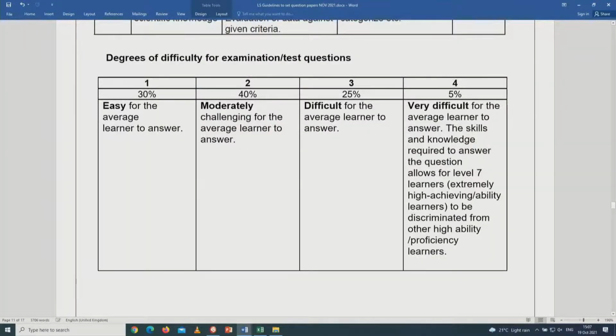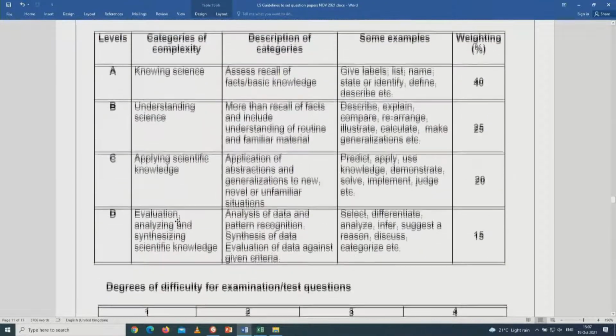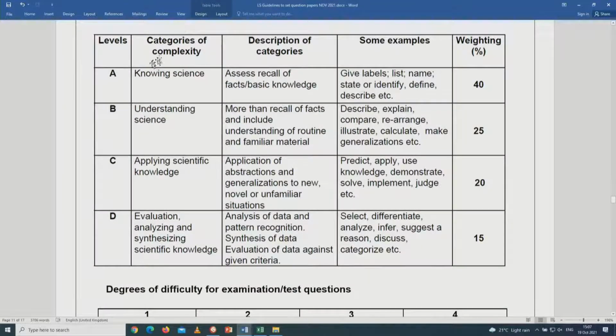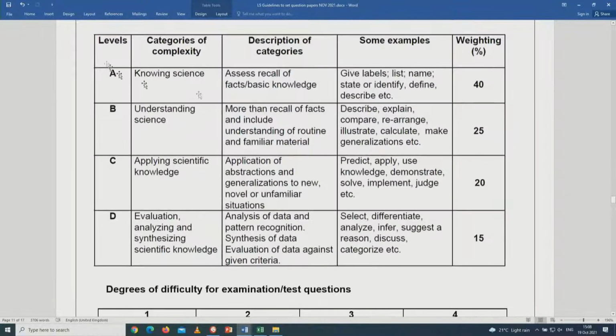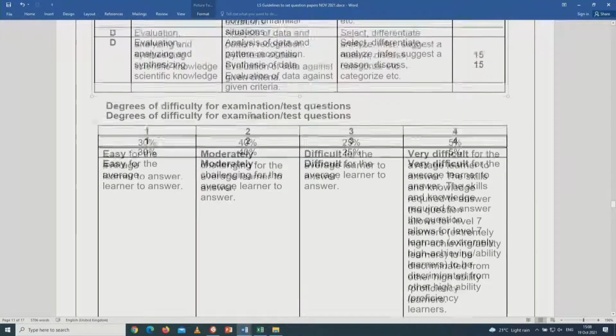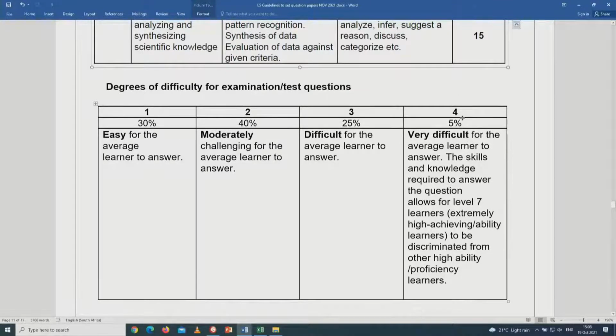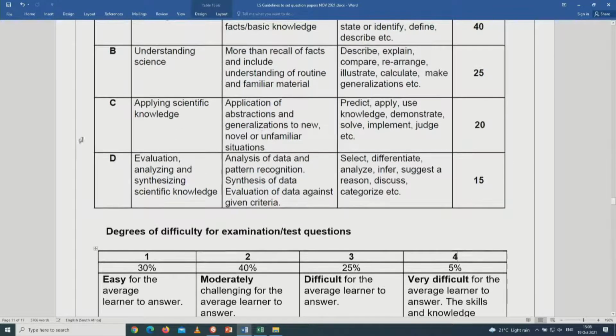The degrees of difficulty, which is also now in our CAPS. So apart from thinking levels, a thing can be on level A, straightforward from the book, but it is a difficult or a very difficult concept. Then it is on level A, but on difficulty level 4. Something can be on level C, applying knowledge. It's a high thinking level.